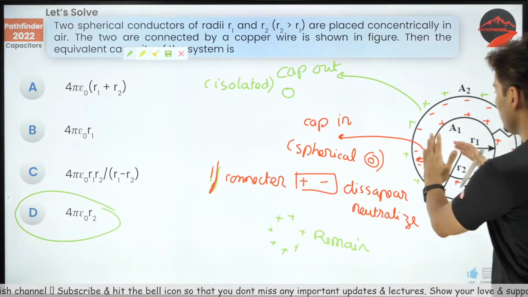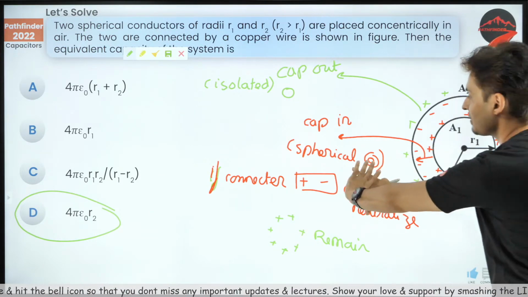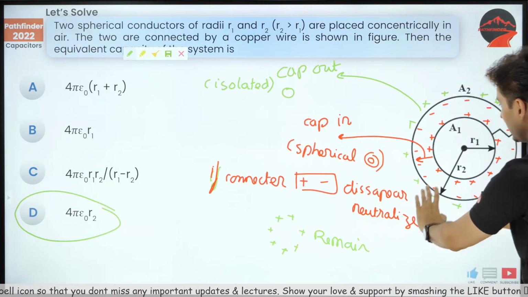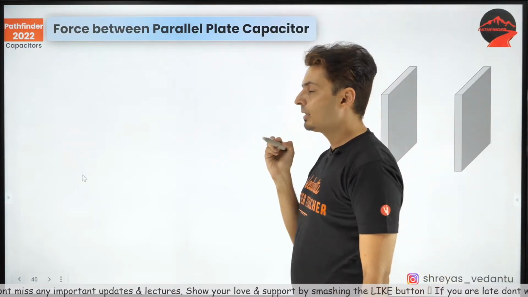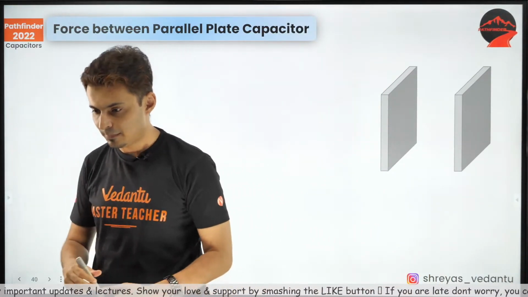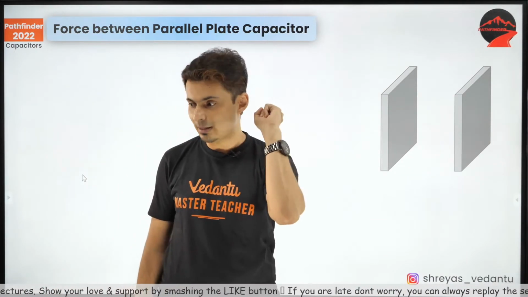Excellent concept. The inner charges just go away because you are connecting a wire. The inner capacitor is destroyed. It disappears. It neutralizes. Only the outer capacitor remains. Now, regarding the last concept, because there is a wire connected. Last concept, very important. A lot of questions will come on this last concept.